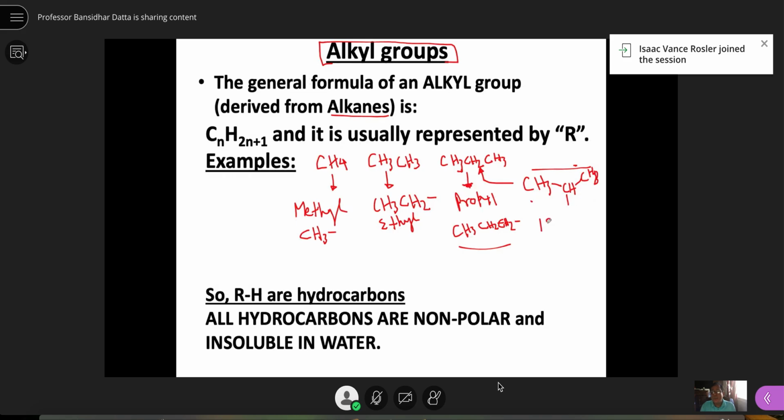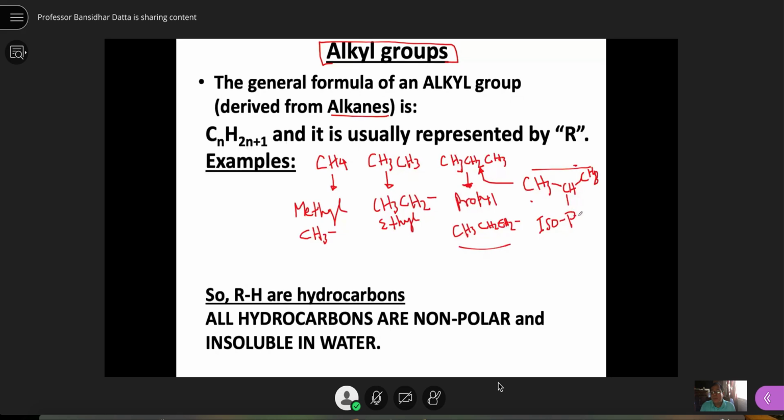Isopropyl. Iso. So whenever you have iso, isopropyl. Isopropyl. Isopropyl. So how do I propyl for carbon number 3, to get two different alkyl groups. One is the normal group, the propyl group. Another one is isopropyl.